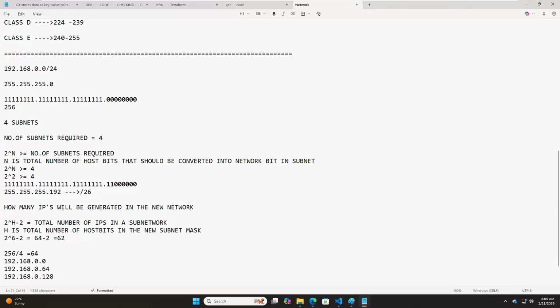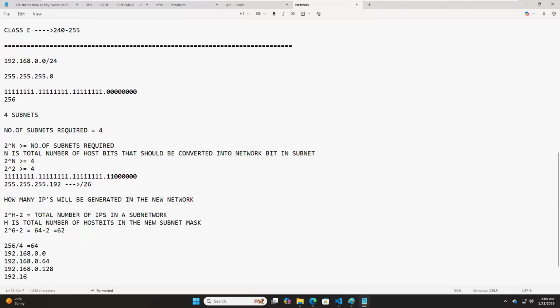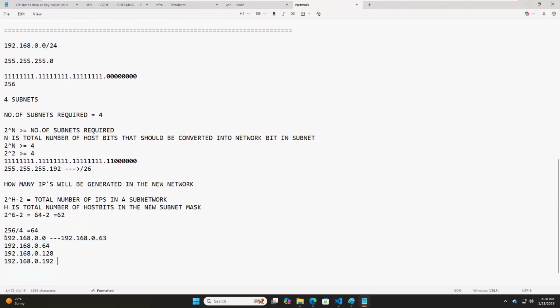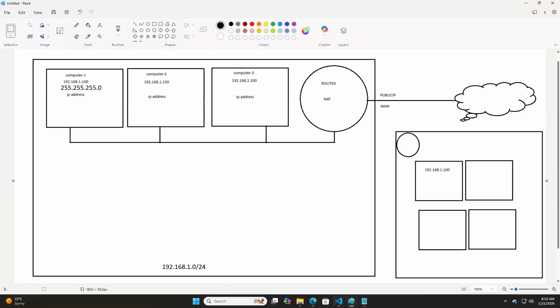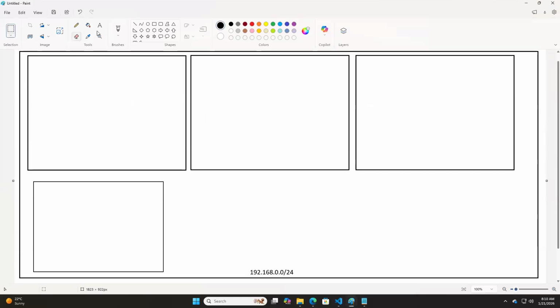192.168.0.128. This is the third network. 192.168.0.192. This is the fourth network. So the end IP addresses will be 192.168.0.63. So this is the first network range. If you see, I have divided this very big network into 4 subnets, and the first network range will be 192.168.0.0 to 192.168.0.63. This is the first network range.